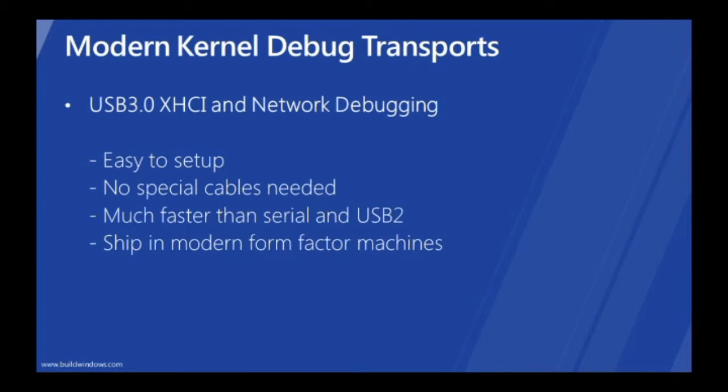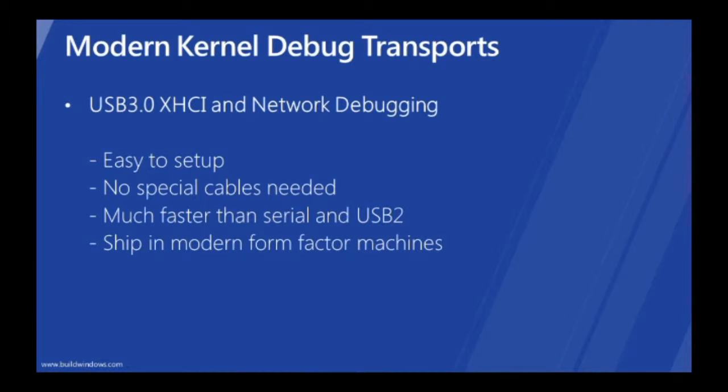Network kernel debugging allows you to debug target machines or test machines directly over the network. You simply use the debugger on your dev machine and talk directly over the network to the Windows machine that you want to debug. Network debugging supports machines that have a single NIC. You can turn on debugging on that machine and still use Windows networking even though you're debugging through that NIC.